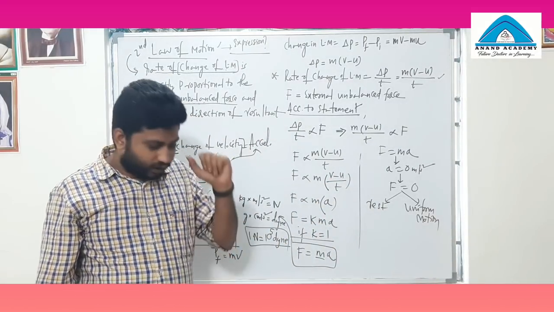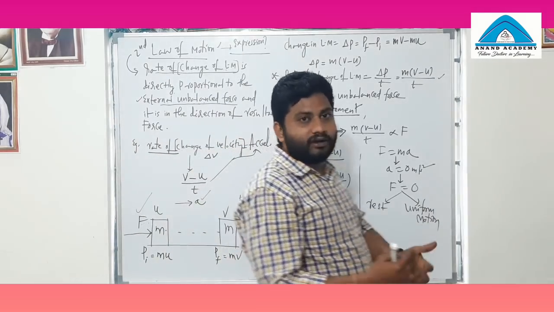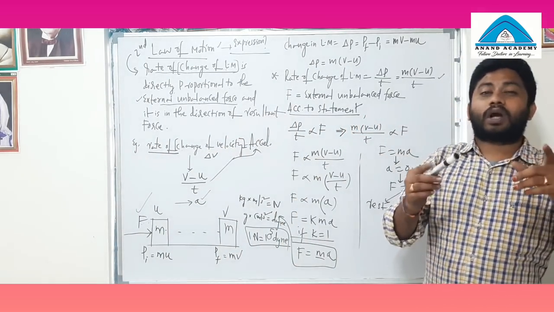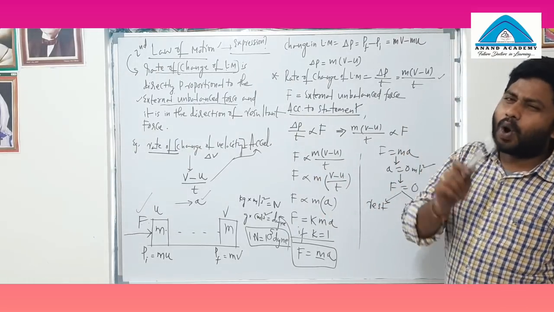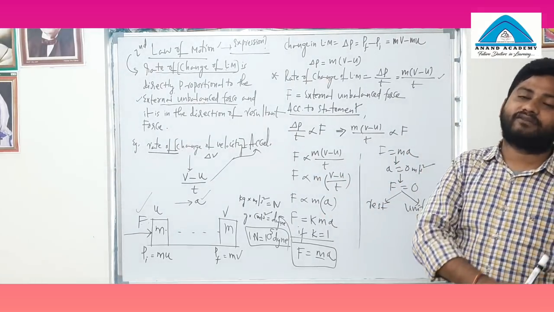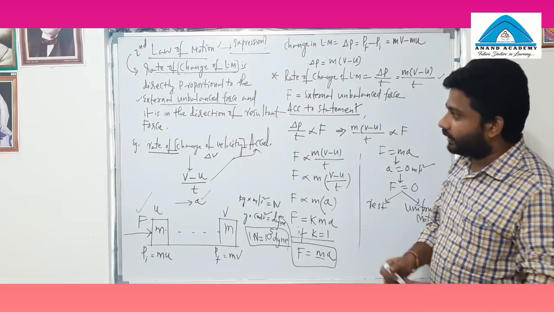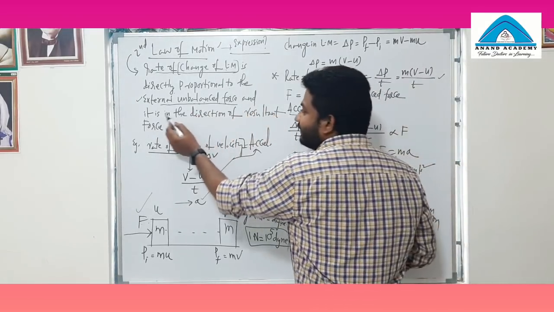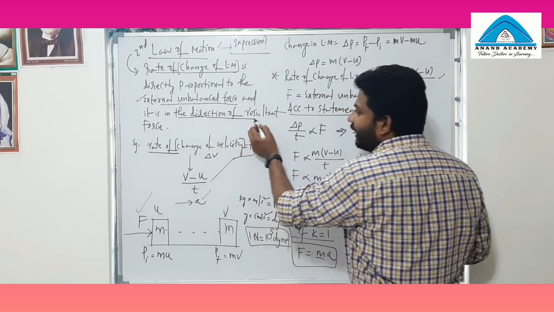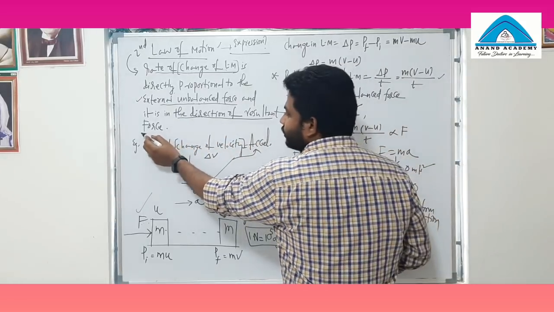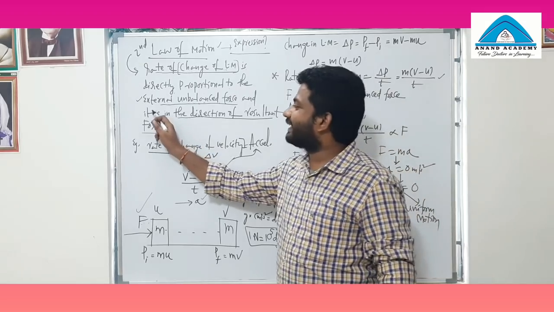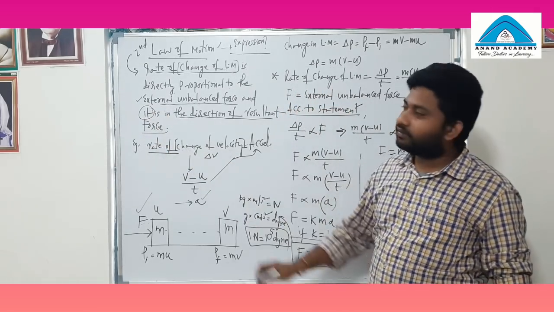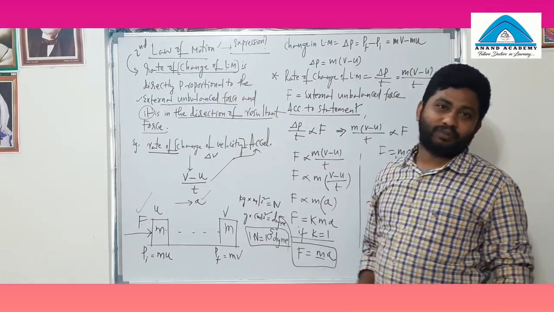Clear? So this is about Newton's second law of motion, and before concluding Newton's second law of motion, a small part of the definition we have not discussed. So we must do that. And it is directed in the direction of the resultant force. What is the meaning of it here? It means the rate of change of linear momentum.